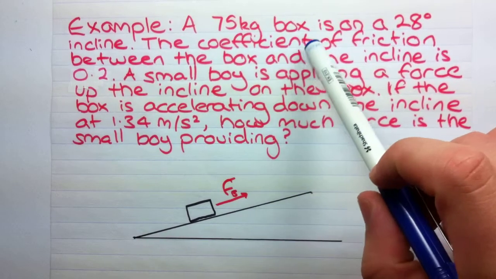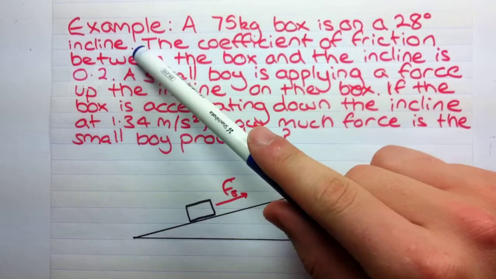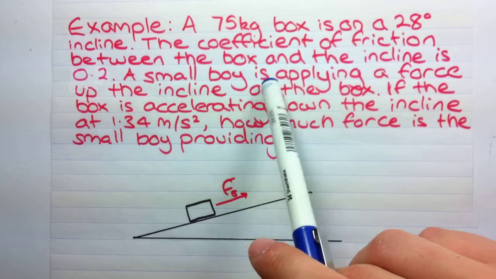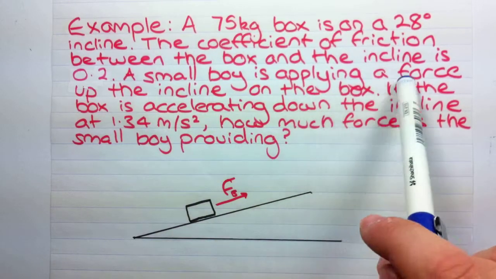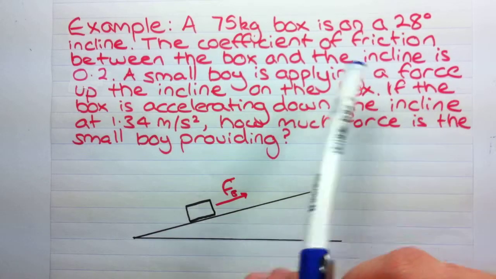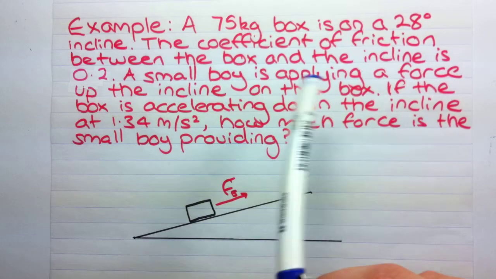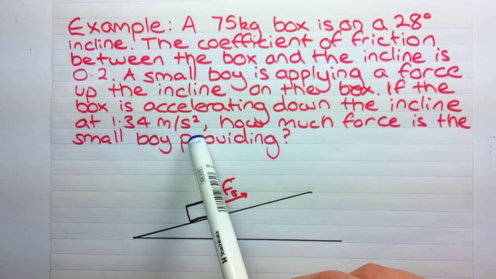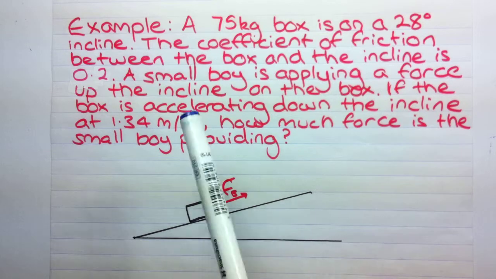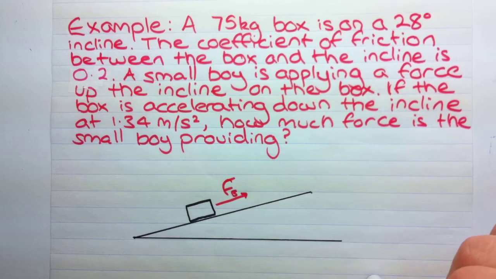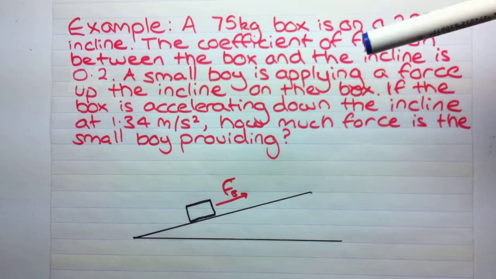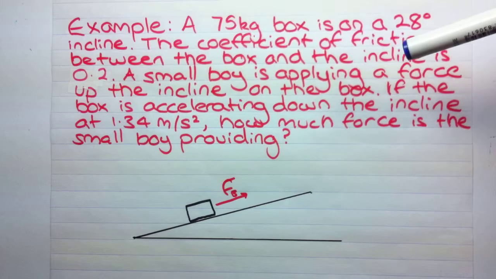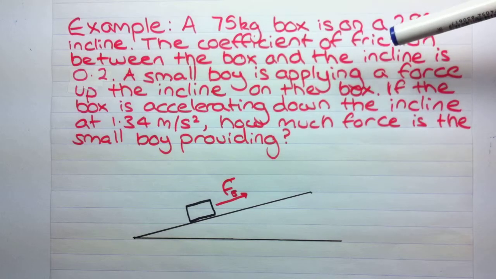A 75 kilogram box is on a 28-degree incline. The coefficient of friction between the box and the incline is 0.2. A small boy is applying a force up the incline on the box. If the box is accelerating down the incline at 1.34 meters per second squared, how much force is the small boy providing? Right, so you can start to see a lot of the tools we picked up, such as friction, normal forces, now inclined planes, they're all coming into play at the same time. So things are starting to get a little bit more complicated.